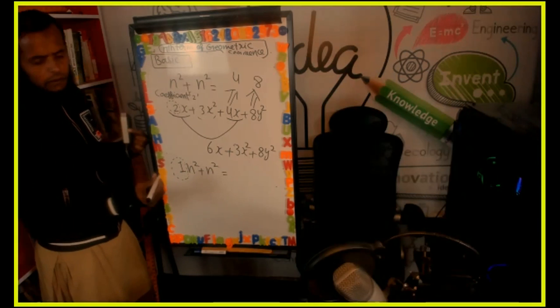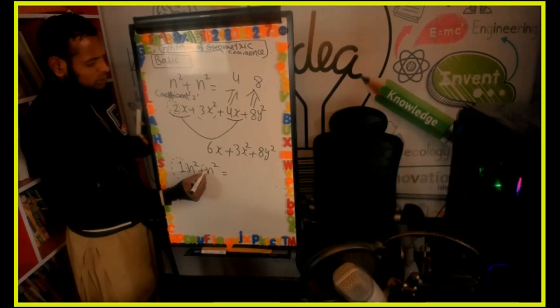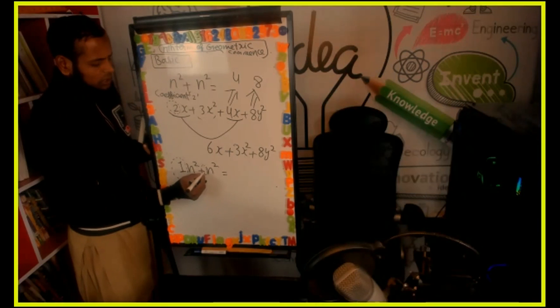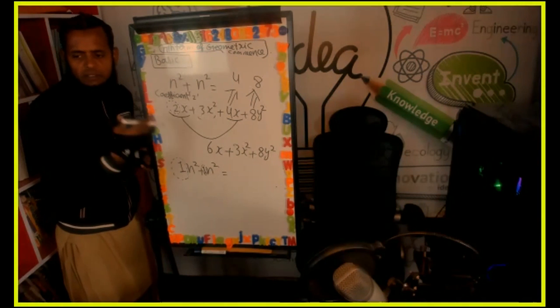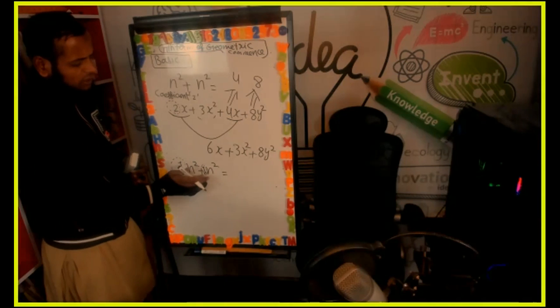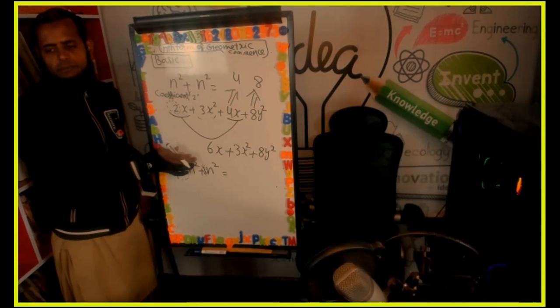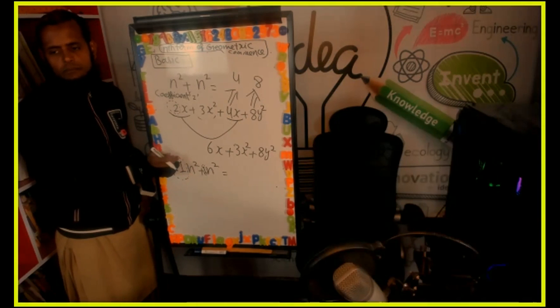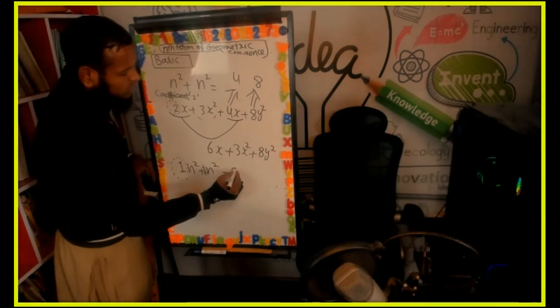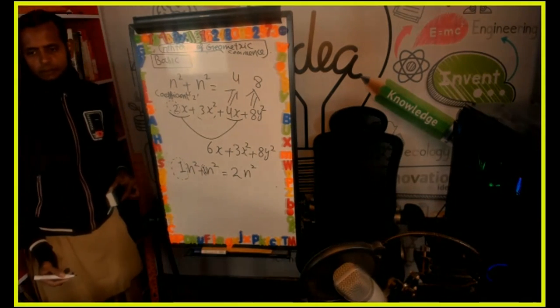If there is no n, there is no variable, you understand there will be 1. When there is no variable, 1 is the coefficient of every variable. Okay? What is the answer? 1 plus 1? 2. 2n square. Okay? 2n square. Clear?